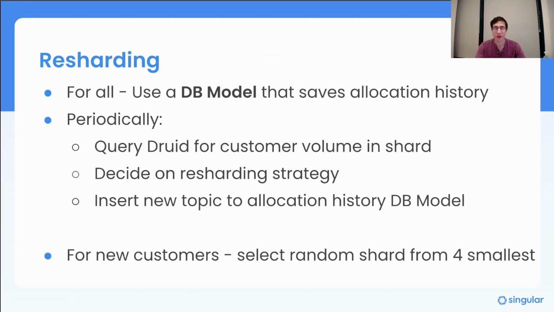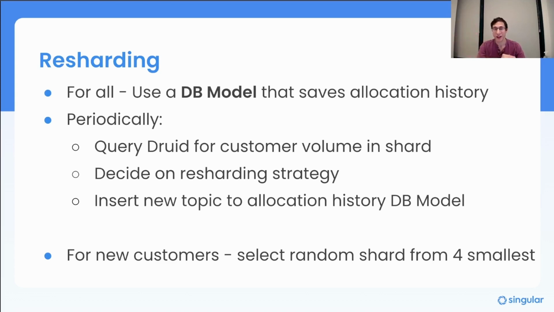And the solution for us was to create a DB model that saves this allocation history. This is a normal relational database, SQL. Periodically, we do the same process we did in the beginning for splitting the data, just automatically. We query Druid for the customer volume for each shard. We decide on a resharding strategy, do all sorts of bin packing, say that this customer is going to go to this shard, this customer to that shard, and then insert the new shard or new topic into our allocation history DB model. And I'm going to show how that looks in 1 second.